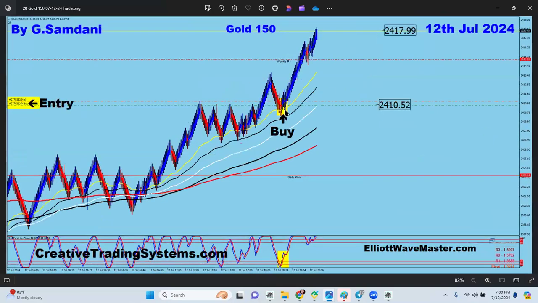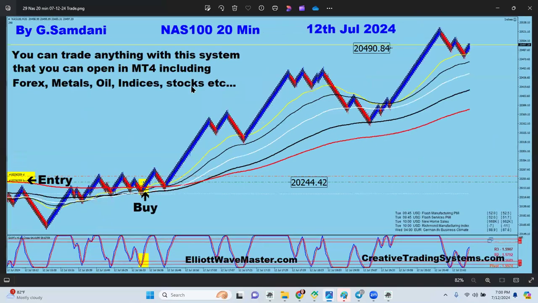Gold again, small trade on the 12th today, 2410 to 2417. And last but not the least, it's not even the last one, it's Nasdaq on the 12th. Look at that beautiful entry here, and all the way a big move to the upside. And I wrote down here a little note that you can trade anything with the system that you can open in MT4, including forex, metal, oil, indices, stocks, etc., right? Anything you can open in the MT4.